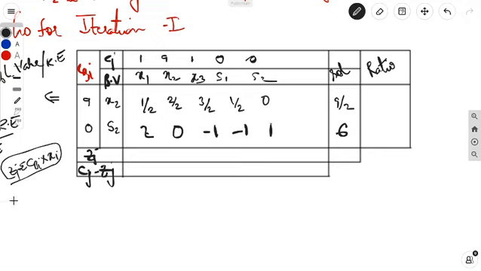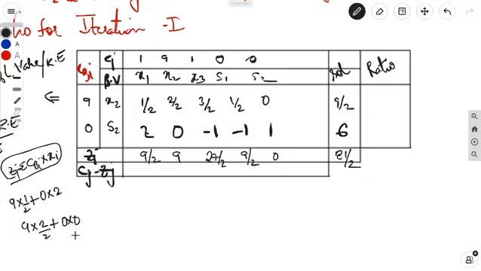So this value of Zj is 9 into 1 by 2 plus 0 into 2. The value is how much? 4.5. Write it down over here, 9 by 2. Similarly, the same value, 9 into 2 by 2 plus 0 into 0. This value is 9. Similarly, you will get 27 by 2 over here, 9 by 2 over here, 0 over here, 81 by 2 over here.